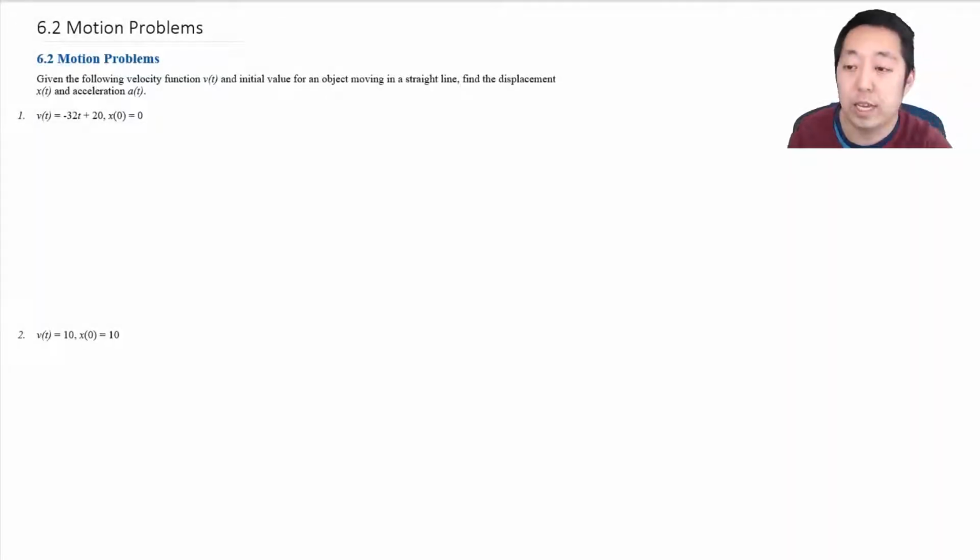So now we're going to be looking at motion problems. Motion problems are also really common on questions, and they relate both derivatives and integrals. And so you have to understand the relationship between each of them and how to go in each direction, either derivatives or integrals. So given the following velocity function, v of t, an initial value for an object moving in a straight line, find the displacement x of t and a of t.